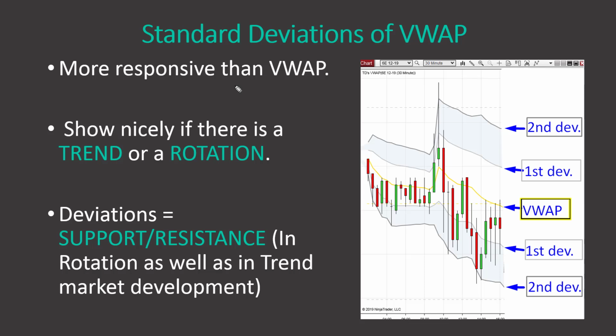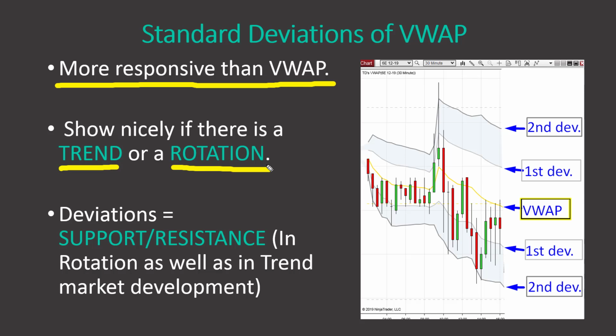Now, the standard deviations are more responsive than the VWAP. And for that reason, they are able to show you whether there is a trend or a rotation. Sometimes you can tell by just looking at the price action, right? Whether there is a trend or whether there is a rotation. But sometimes it's not that clear. And also, you have to keep in mind that VWAP and the deviations calculate with the volumes. When there's a trend, you want to see volumes shifting, you want to see volumes moving. So if there's an uptrend, you want to see volumes moving upwards, right?